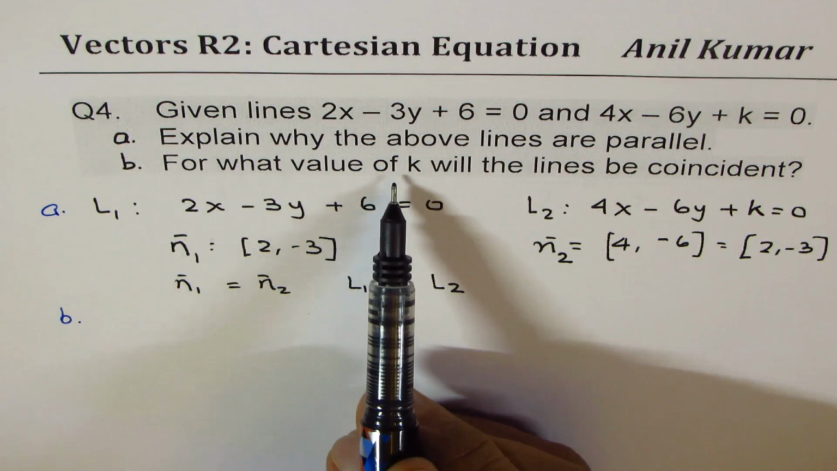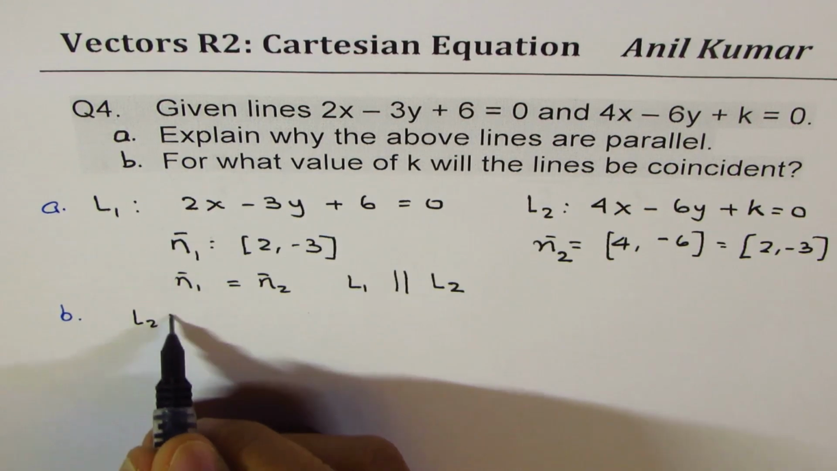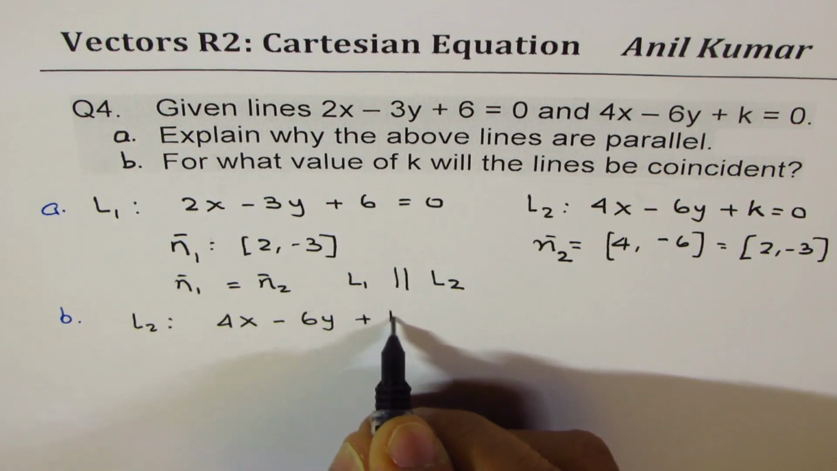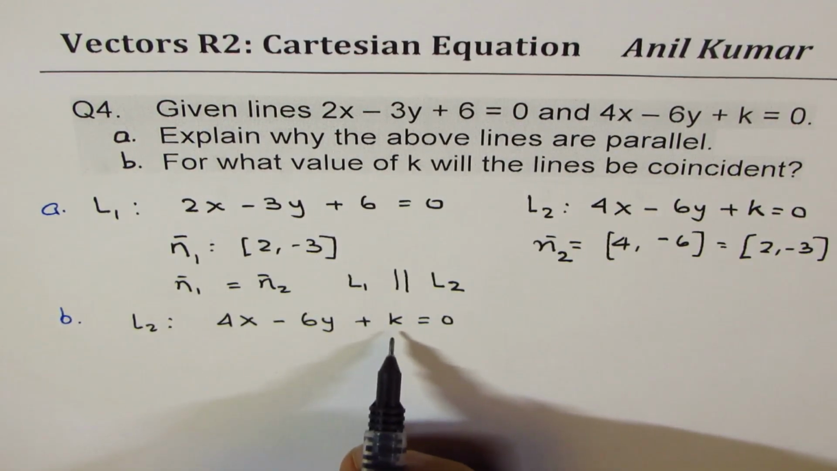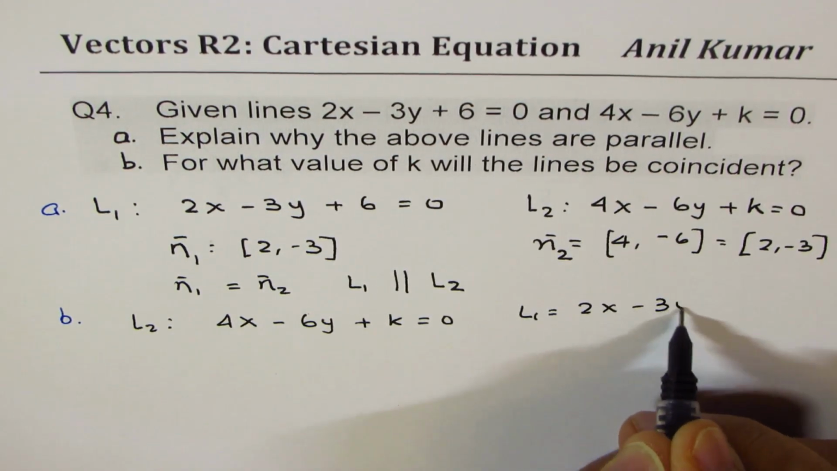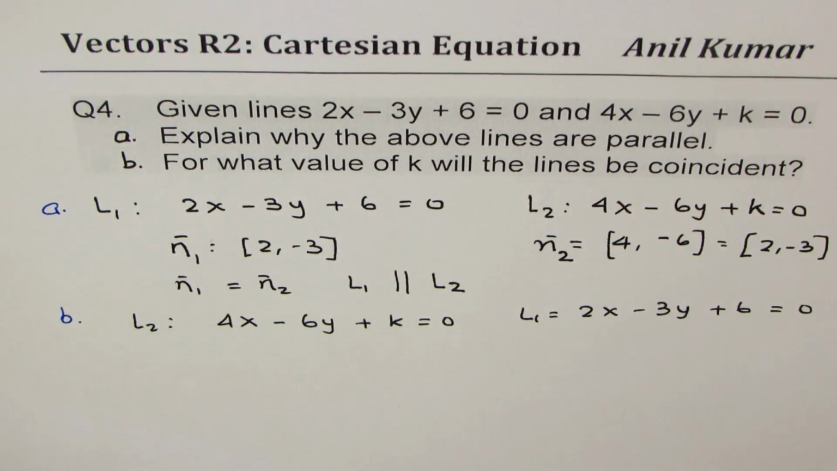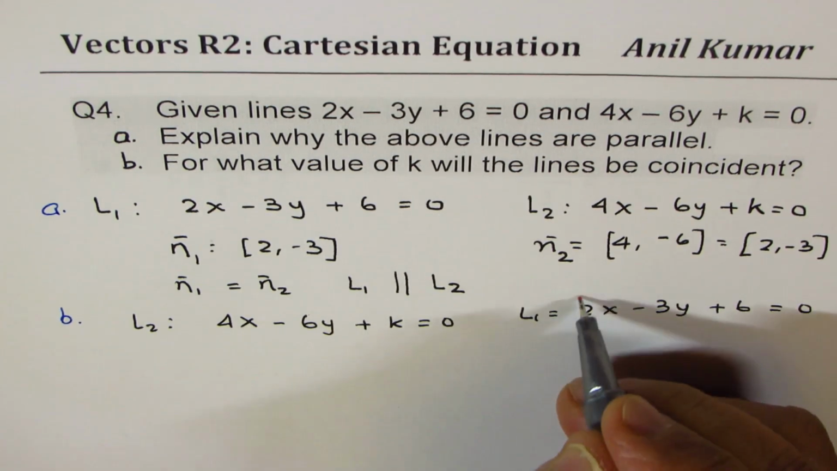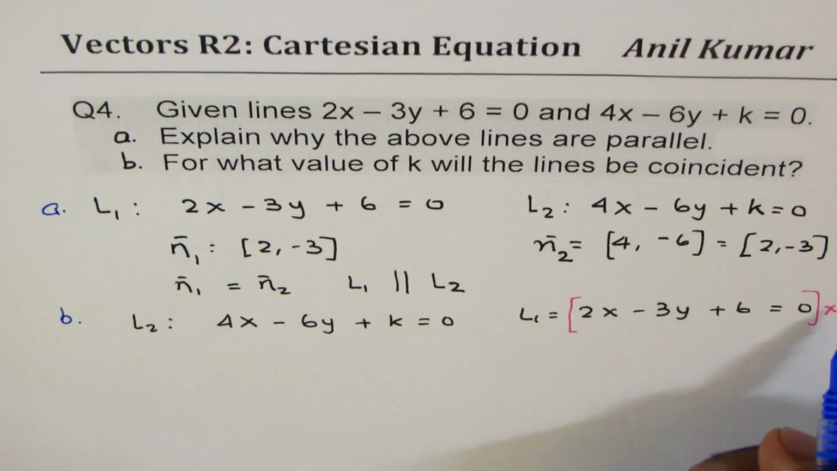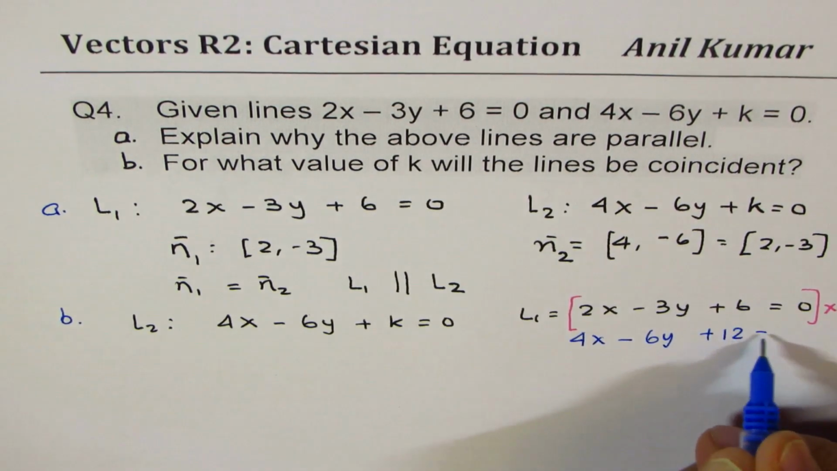Okay. For what value of k will the lines be coincident? Exactly same. So let's write down equation 2 again, which is 4x minus 6y plus k equals 0. We want the value of k. What we are given is L1, which is 2x minus 3y plus 6 equals 0. I could multiply everything in this equation by 2. If I do that, what do I get? 2 times 2 is 4x minus 6y plus 12 equals 0.